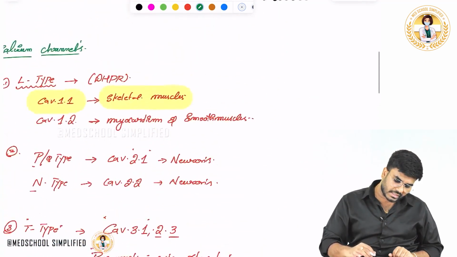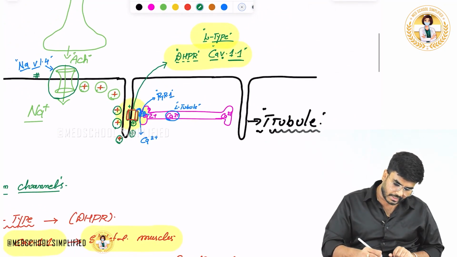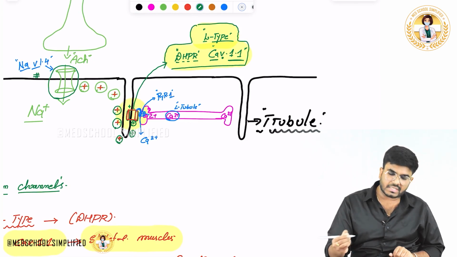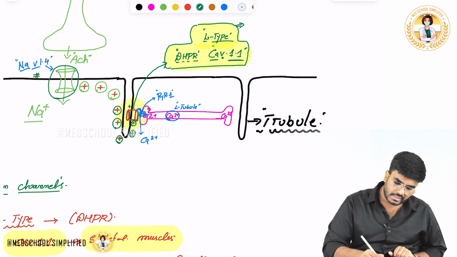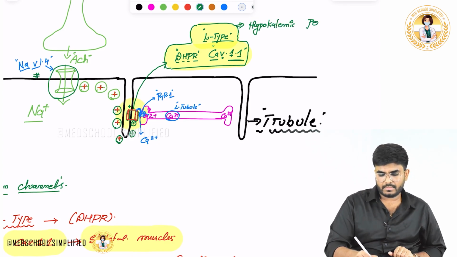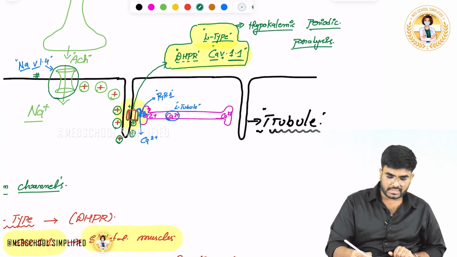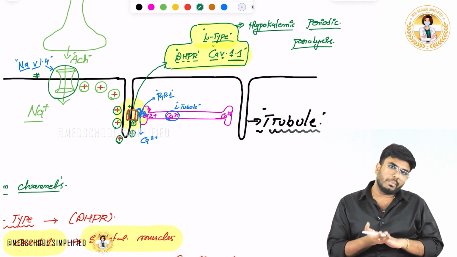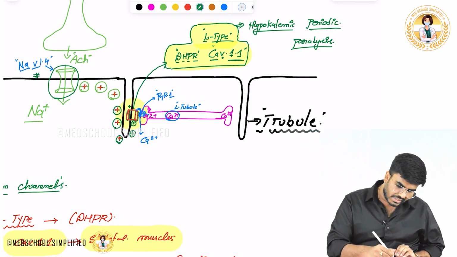Now, what if this DHPR channel is mutated? In the last video, I have already explained, if this DHPR channel is mutated, it is going to cause a condition called hypokalemic periodic paralysis. So hypokalemic periodic paralysis is because of the mutation of the DHPR channel. Hyperkalemic periodic paralysis is due to mutation of the voltage gated sodium channel. Now one more channel is there. What is this one? RYR1 channel.